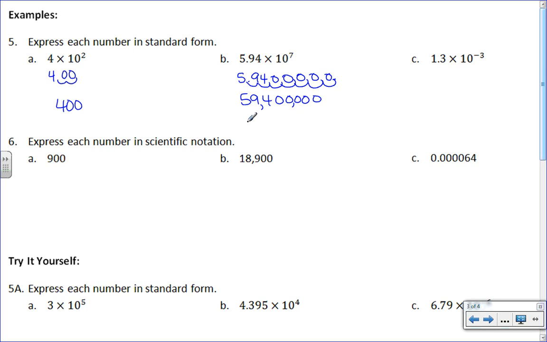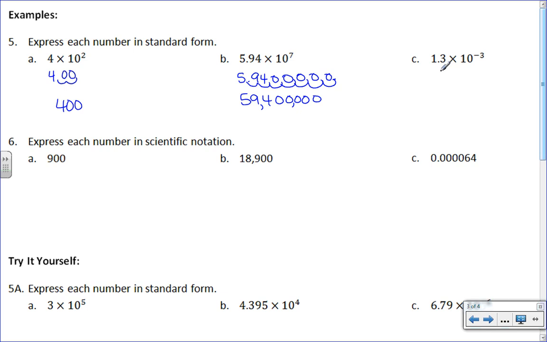59,400,000. Notice, by the way, a lot of people get this misunderstanding of scientific notation. This number does not tell you how many zeros go at the end of the number. It worked for this one because the 4 was the last thing before the decimal. The 10 squared, there were actually only 2 zeros. But here, if you just looked at this and said, oh, 7 zeros because it's 10 to the 7th, that would not work. There's only 5 zeros at the end of this number. So just be aware that that will not work for most numbers in scientific notation.